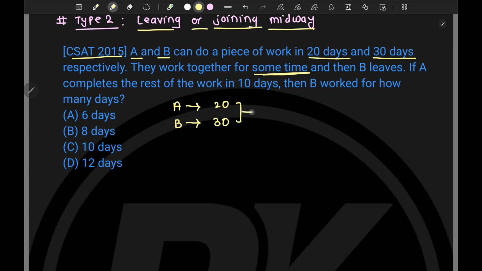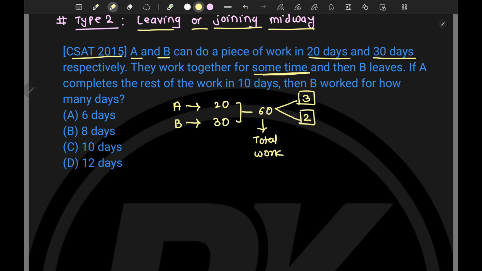So using the LCM method, what is the LCM of 20 and 30? So it will be 60, right? So 60 is the total work. A is taking 20 days. That means, how much portion of the work will they complete? 60 divided by 20, and hence 20 3s are 60, 30 2s are 60, and hence 3 portions and 2 portions respectively they will complete in 1 day.